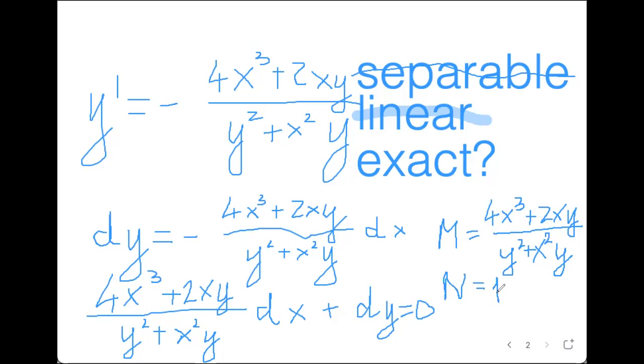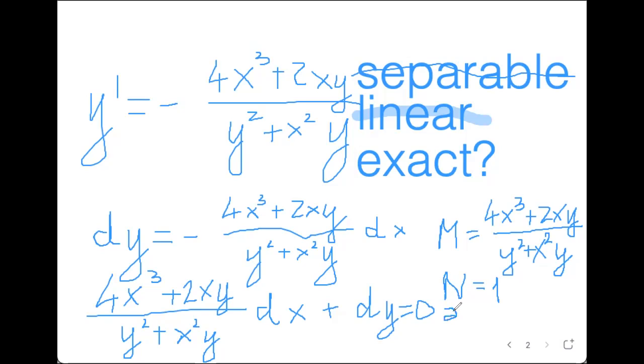So now we apply the exactness test. We want to know whether partial m over partial y is equal to partial n over partial x. But partial m over partial y is whatever, and partial n over partial x is 0, and they're not equal.